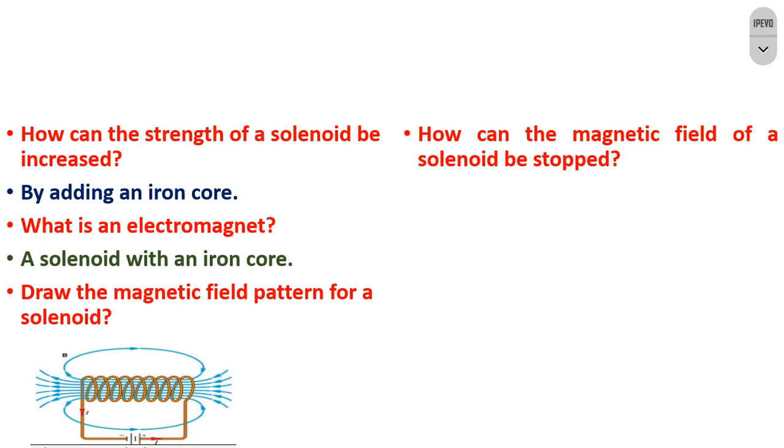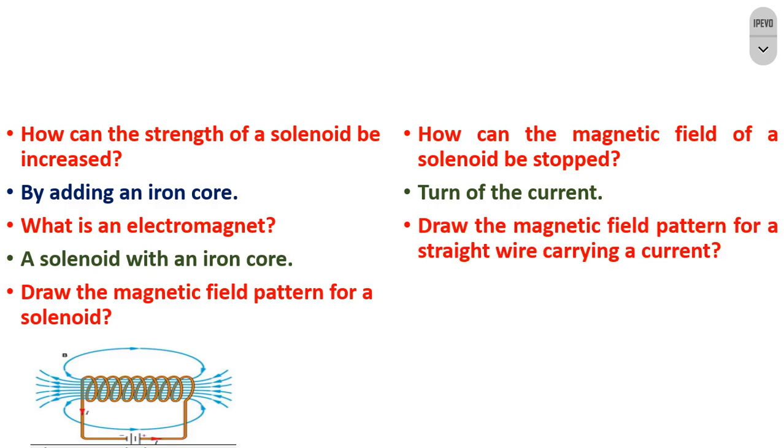How can the magnetic field of a solenoid be stopped? It could be stopped when it is turned off, when you turn off the current.